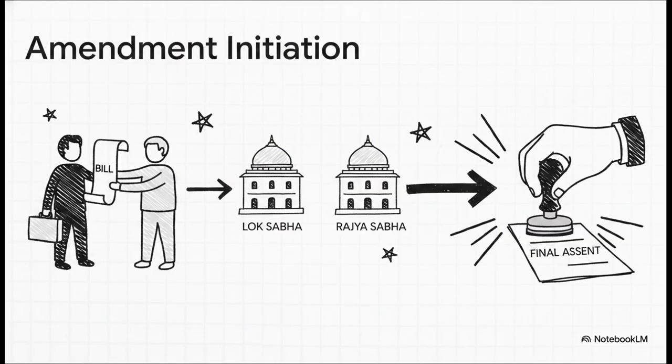Now, if you actually want to get a change rolling, here are the baseline rules. First off, a bill can kick off in either the Lok Sabha or the Rajya Sabha, and it doesn't even have to be a government minister pushing it. A private member, literally any MP, can introduce it, and you don't need the president's permission beforehand. But here's the real kicker. Thanks to a 1971 update, the 24th Amendment, if both houses do pass the bill, the president can't veto it or send it back. They are legally obligated to sign it.